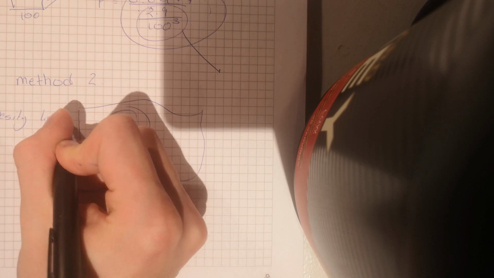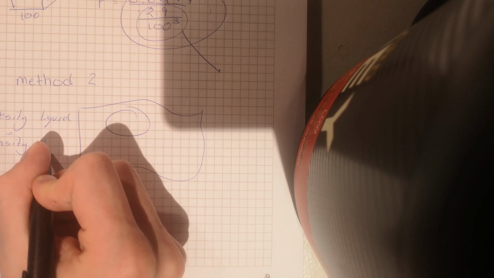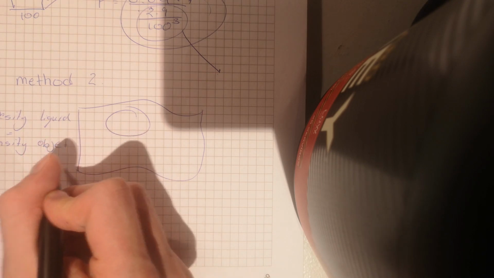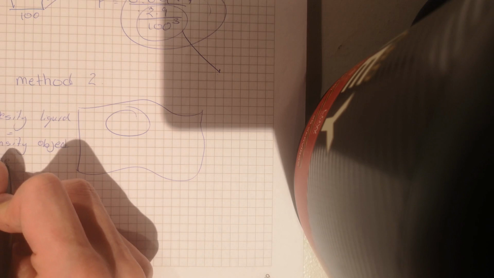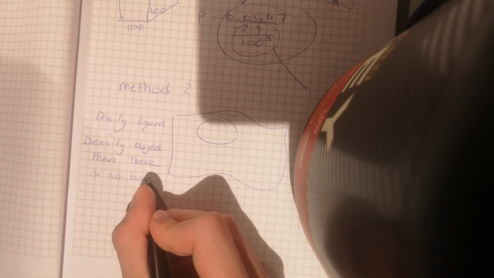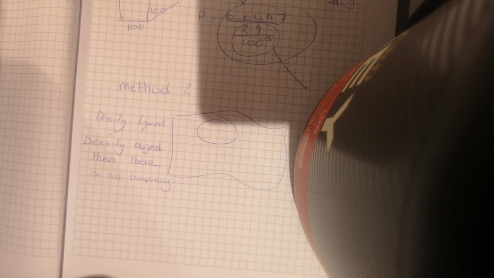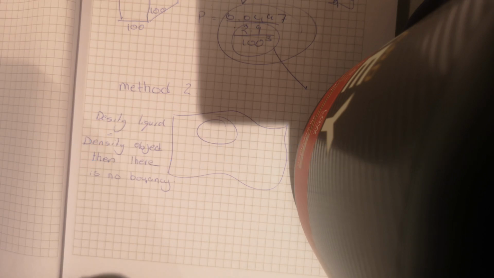So when the density of the liquid equals the density of the object, then there is no buoyancy. Imagine if you had a water balloon filled with water and you put it in an aquarium or a swimming pool. There would be no force of buoyancy. So that's sort of the extreme.